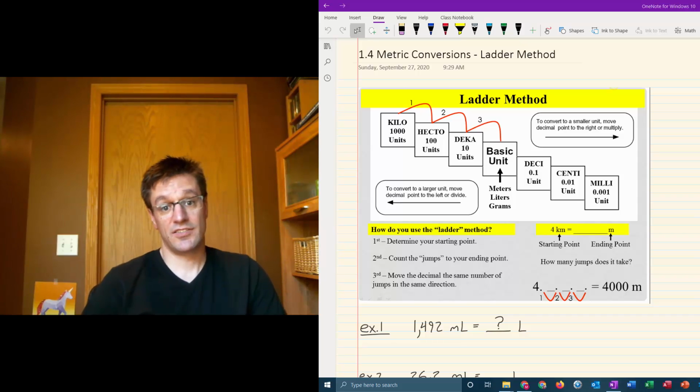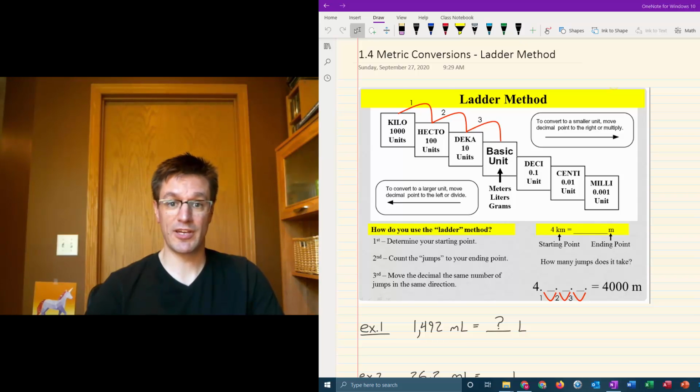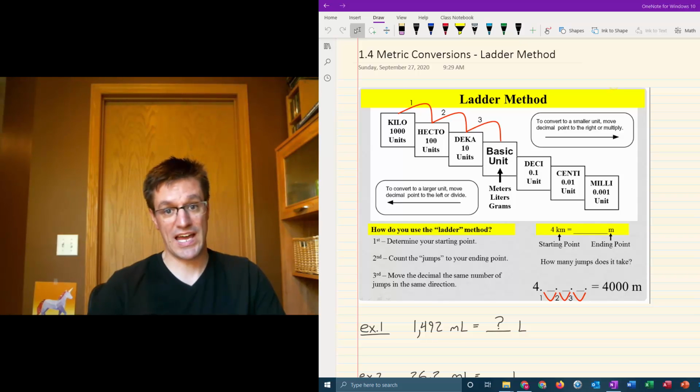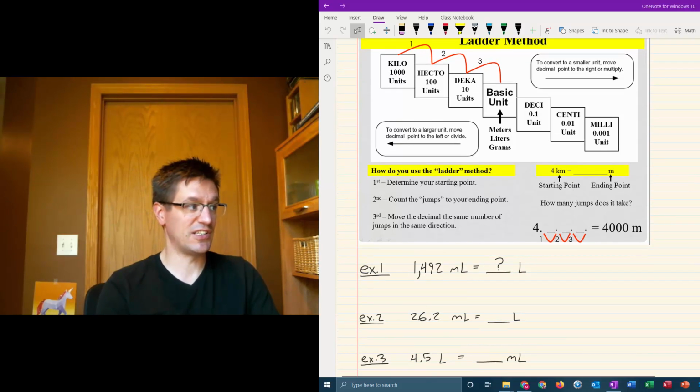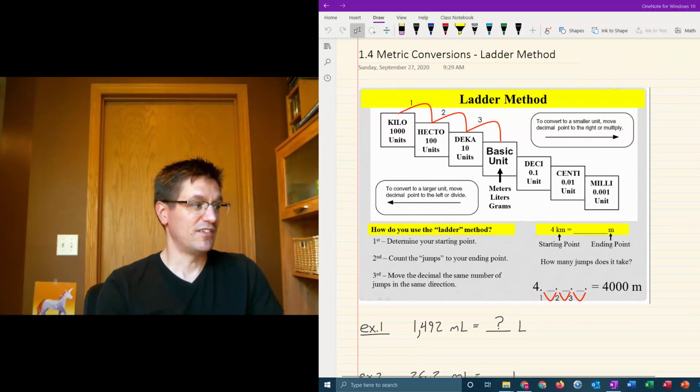In chemistry and in science in general, we often have to convert between different units when we make measurements. In order to do those conversions, one of the really great methods is called the ladder method. I've got a nice image here I found on the internet that describes it. You've got this ladder of unit prefixes.